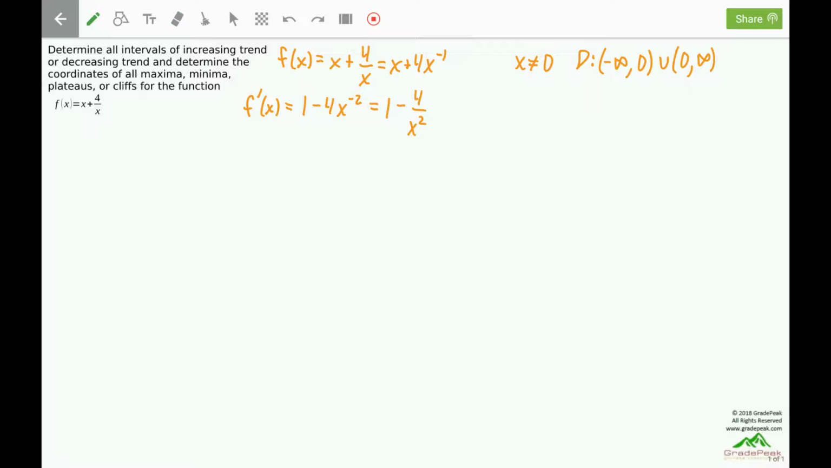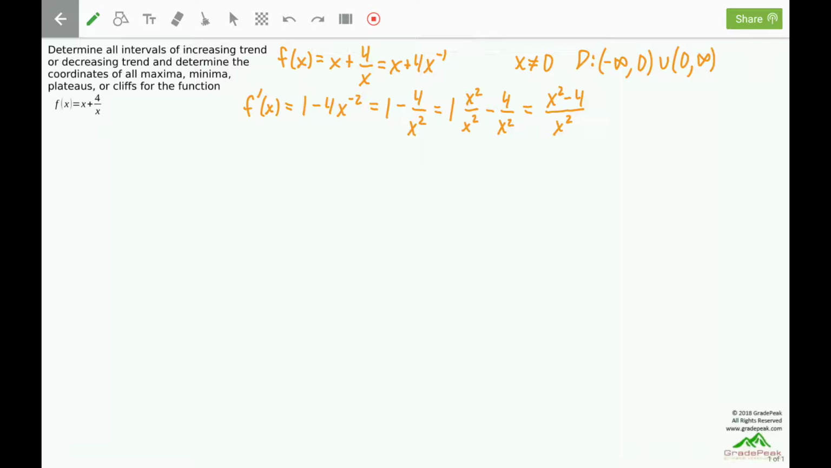Since our first derivative has at least one term that has a denominator, we have to combine all terms over that common denominator in order to find critical numbers. So we need to multiply the 1 by x squared over x squared, a form of 1, to give it the common denominator, minus 4 over x squared. 1 times x squared is x squared. Combining it with the other numerator, minus 4, over the common denominator of x squared.